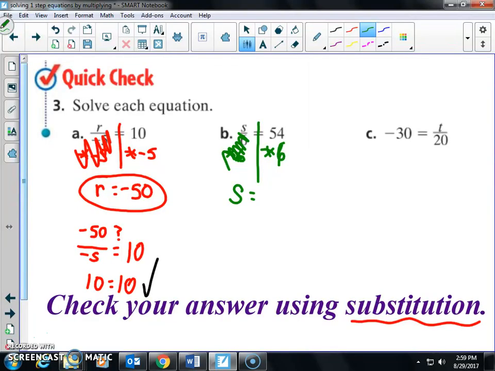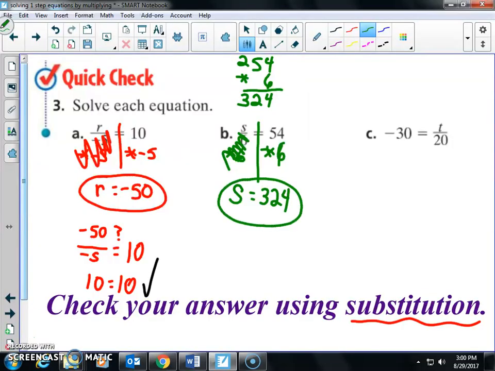54 times 6. Few of you can do that in your head. Most of you got to set up a side problem. So 54 times 6. 6 times 4 is 24. 6 times 5 is 30 plus 2, 32. S is 324. I'm pretty sure I'm right.